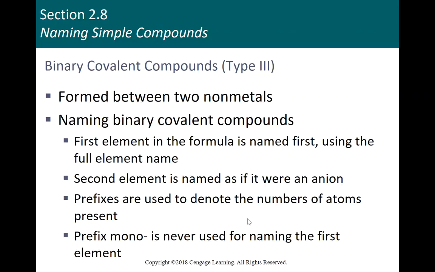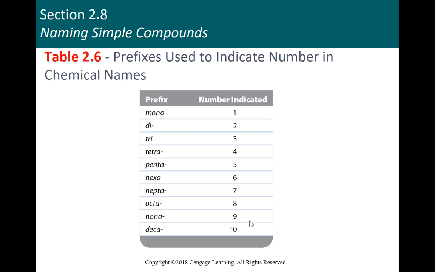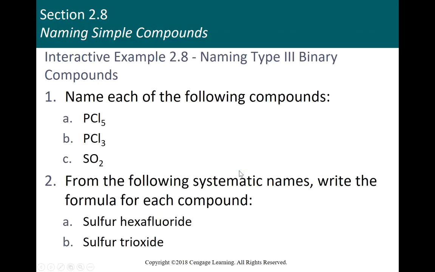In covalent compounds, we use prefixes to denote the number of atoms present, and we never use the prefix mono for naming the first element. So here are the prefixes we use. Most of these you probably learned in geometry. Mono, di, and then tri, just like a triangle, tetra, penta, hexa, hepta, octa, nona, and then deca. So let's take this and apply it.